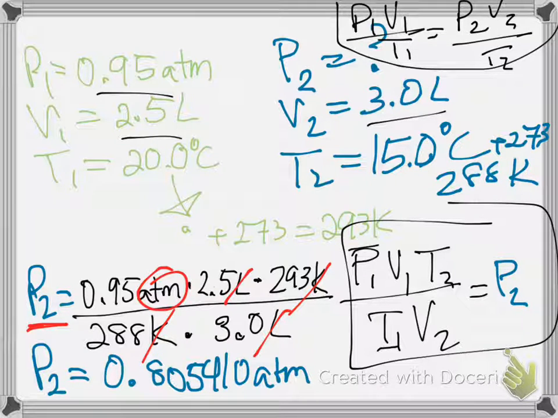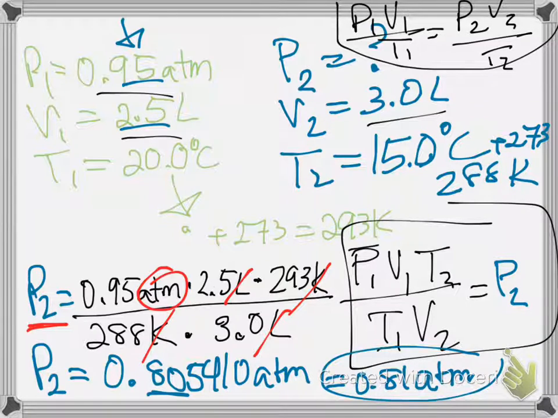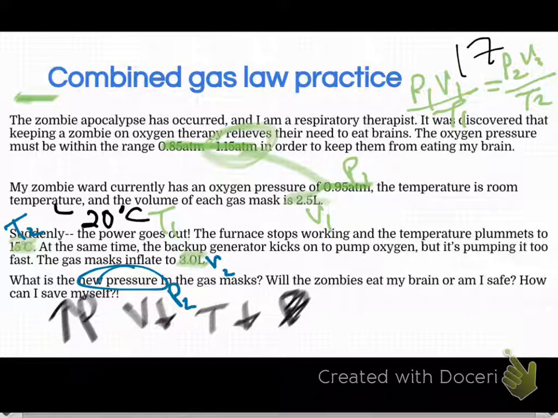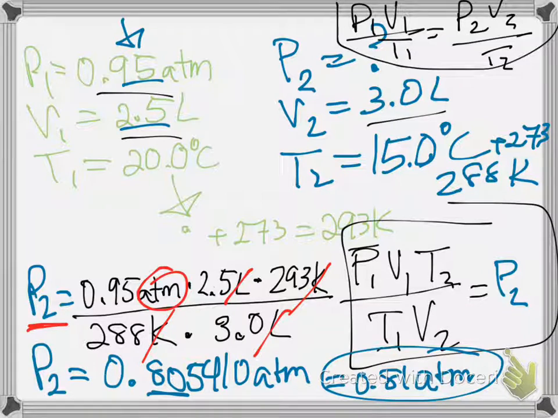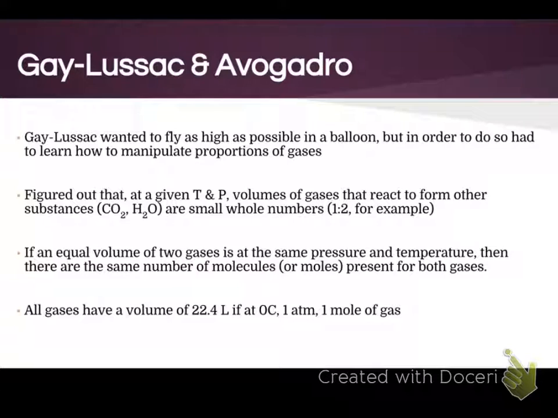I want to go back to my original data, up here, where I wrote my original information. And I see that I have two significant figures, pretty much most of the time, 2 or 3. So that means that I can only keep 2. So my final answer is 0.81 atmospheres. And so we got to go look. Our range here was 0.85 to 1.15 atmospheres. And it's 0.81 atmospheres, so that's a problem. I need to heat up the masks quickly before the zombies escape and chew on my head.